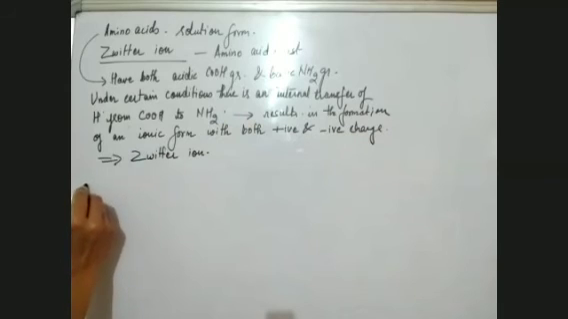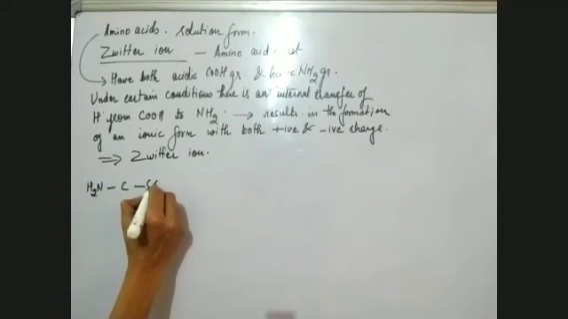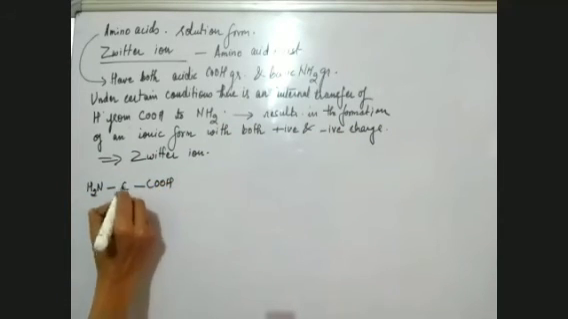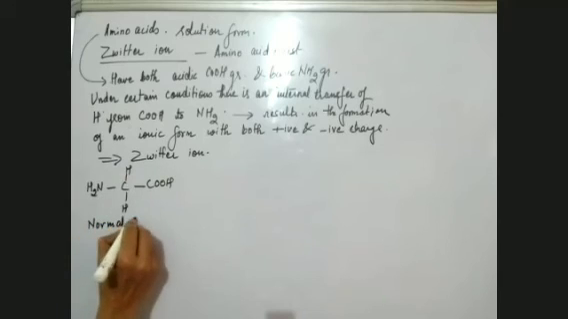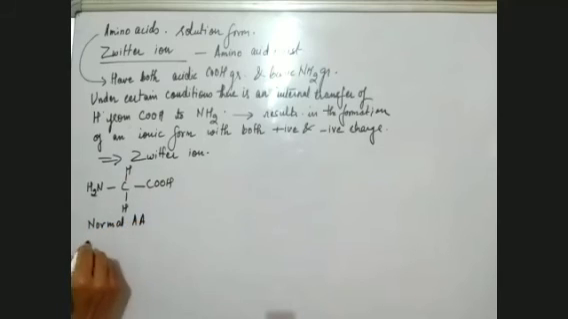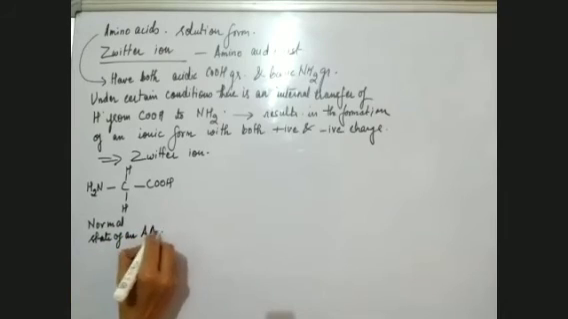So a normal amino acid is H2N, C, COOH. Here I'm making H, glycine. This is a normal amino acid, the normal state of an amino acid. In the normal state, the amino acid appears like this.